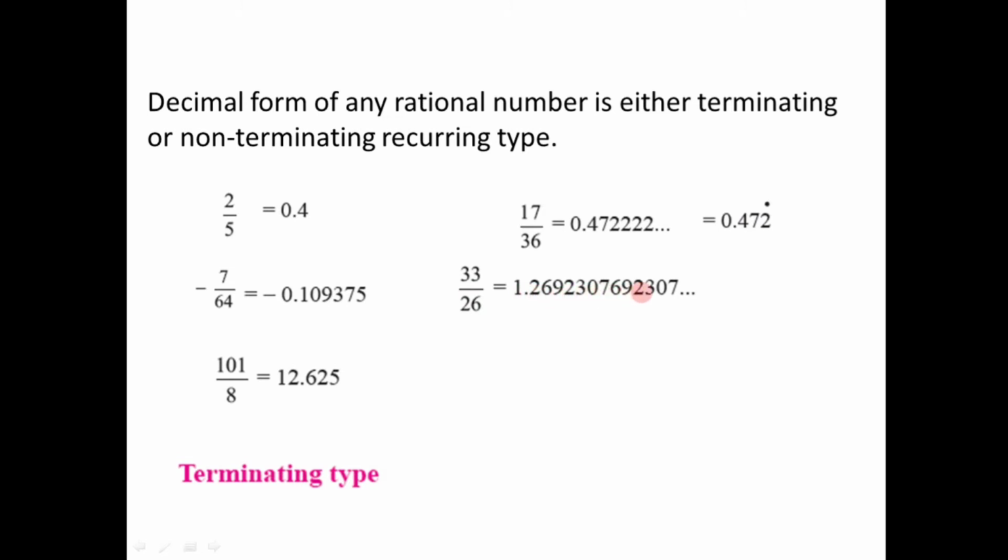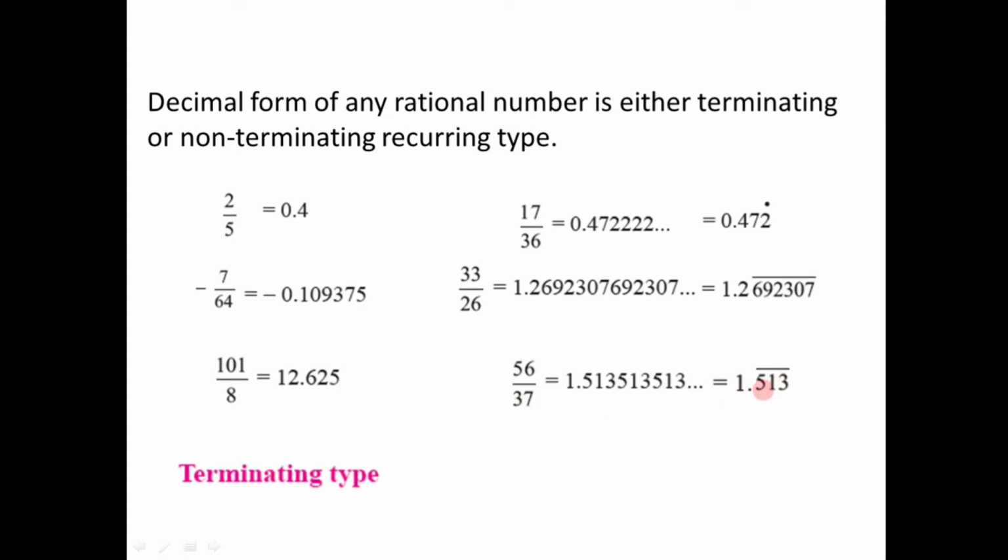1.2692307692307 and so on. As we can see here, a group of numbers is repeating, that is 692307. We have another example. If we divide 56 by 37, we get 1.513513. So here also a group of numbers, 513, is repeating again and again, so it can be expressed as 1.513 recurring.